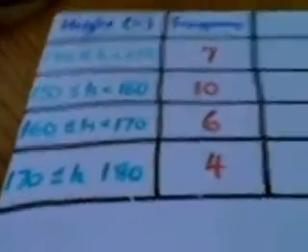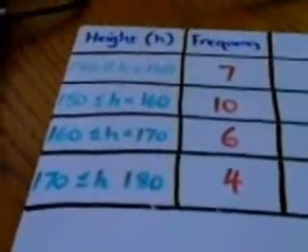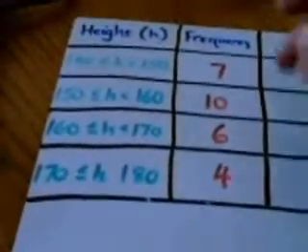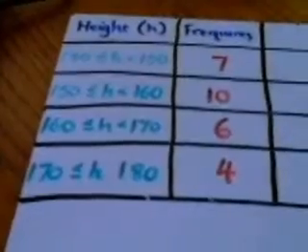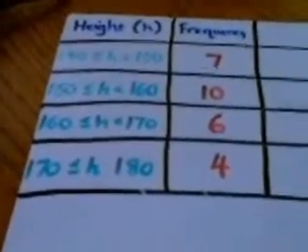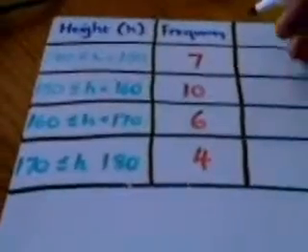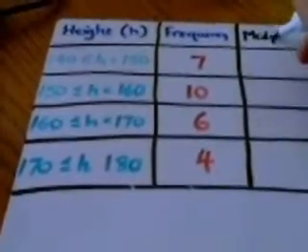What we're going to look at is how we go about working out the estimated mean. It's called an estimate because we've lost sight of the exact detail of the data. Now, we've got 7 people who are somewhere between 140 and 150 centimeters high. So what we have to do is make an approximation of all their heights, and the way we do that is by working out the midpoint for that class interval.